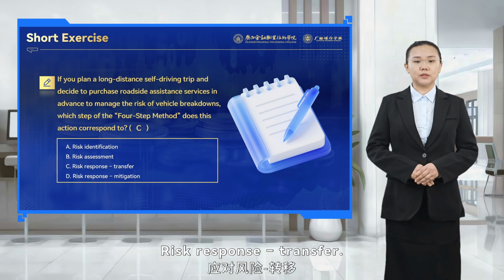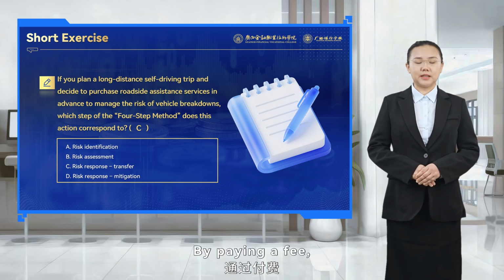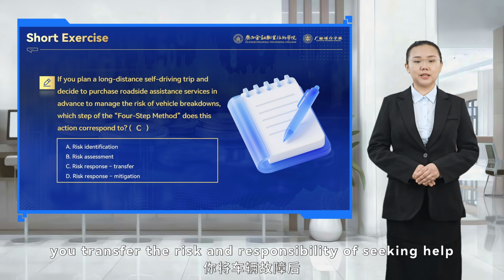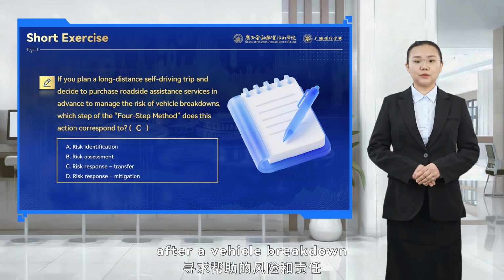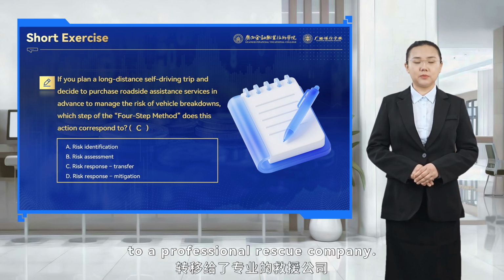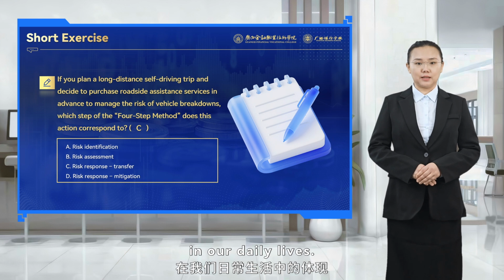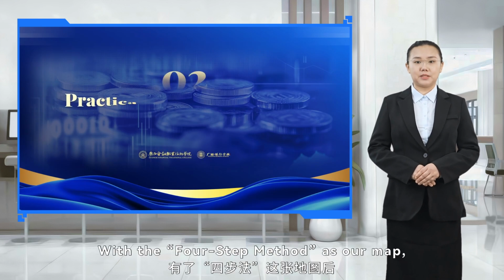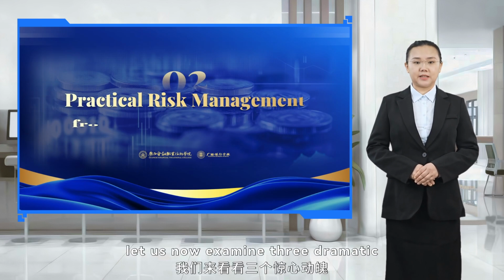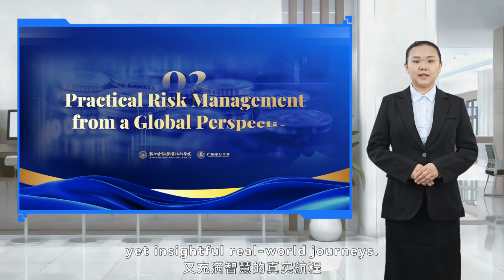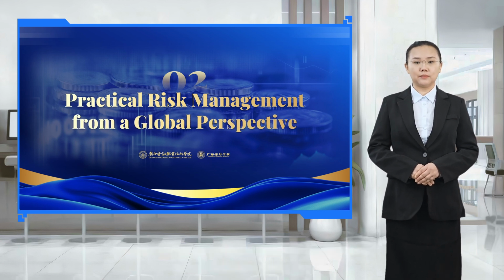Risk response, transfer. By paying a fee, you transfer the risk and responsibility of seeking help after a vehicle breakdown to a professional rescue company. This is how financial risk management thinking manifests in our daily lives. With the 4-step method as our map, let us now examine 3 dramatic yet insightful real-world journeys.